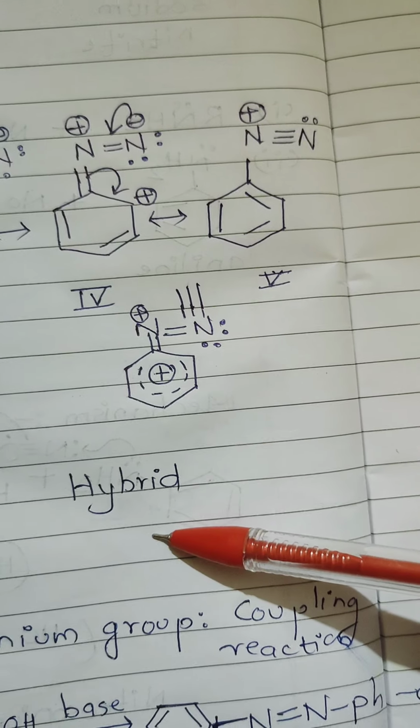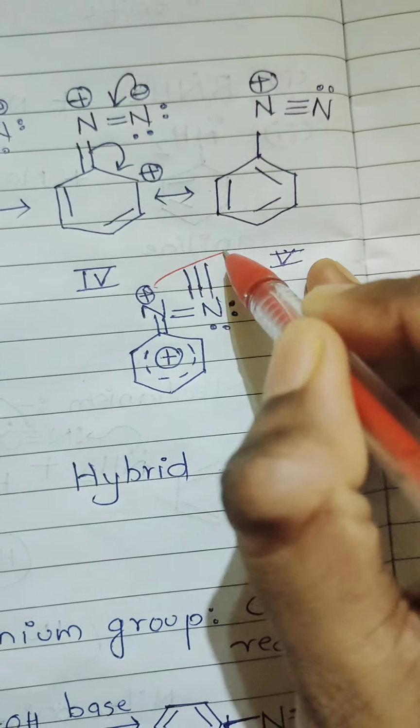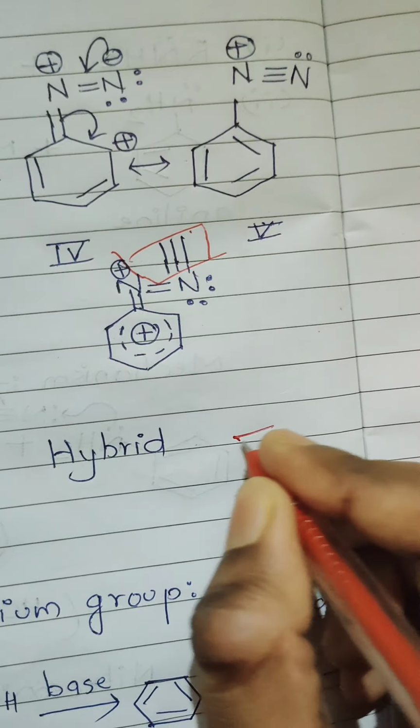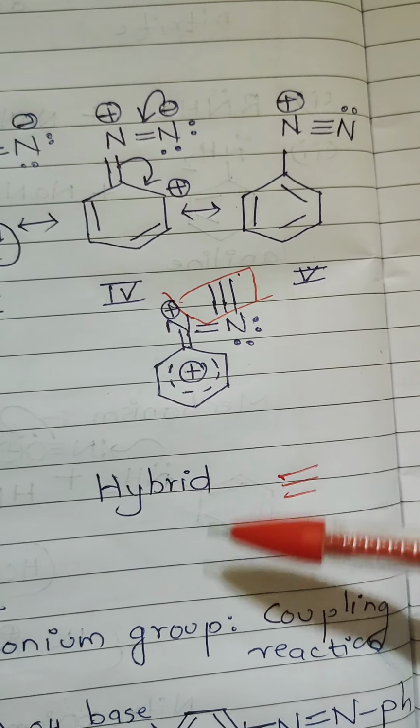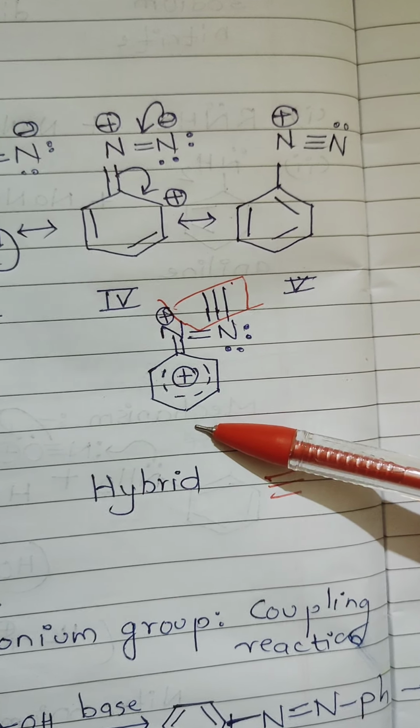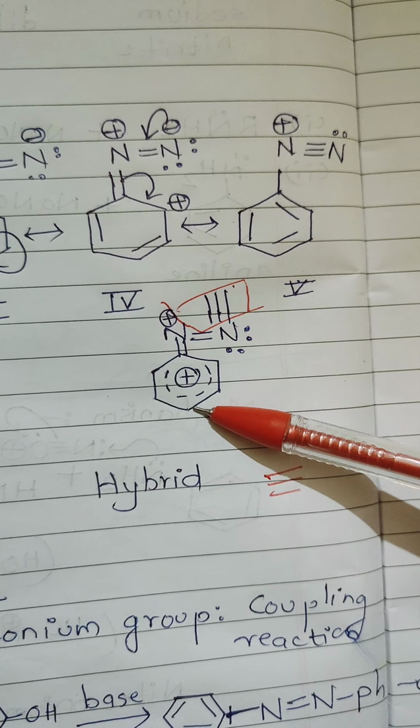Here this is the resonance hybrid, this is the sign for a resonance hybrid. Like this we draw three structures. The resonance hybrid has more energy. This is the final structure, hence it is called a resonance hybrid.